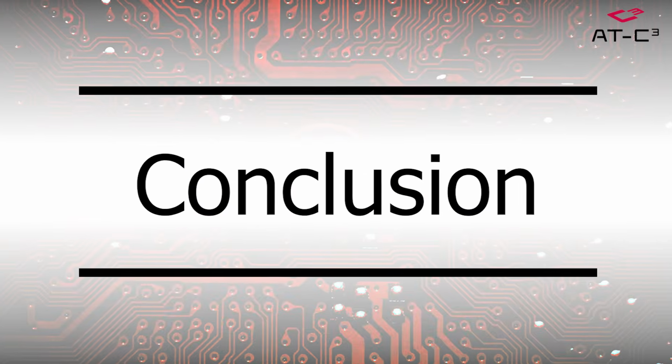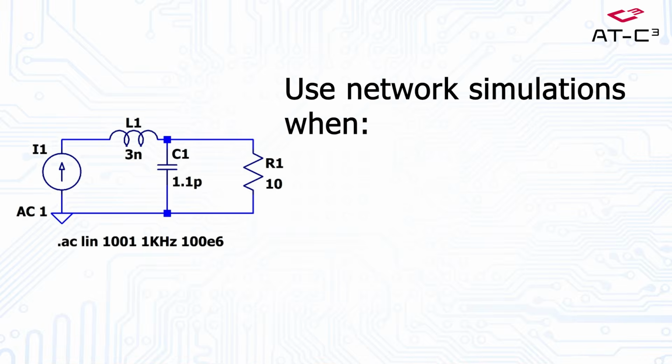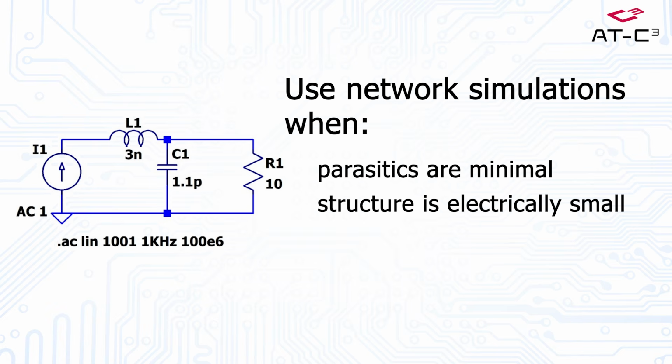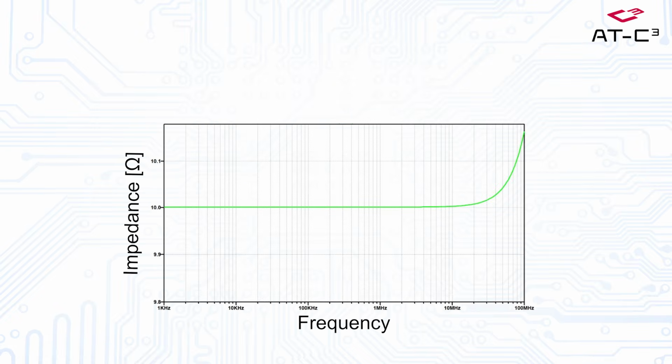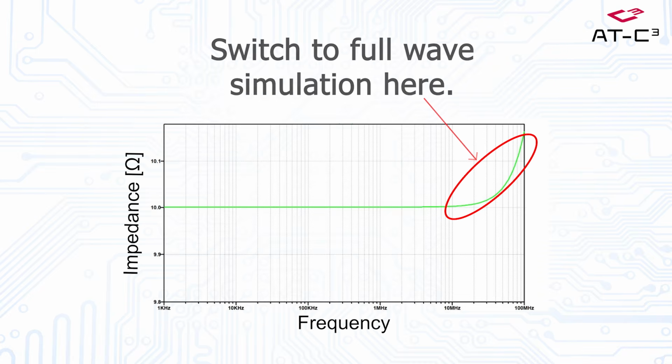What we can conclude is that we can use the network level simulation as long as the parasitics are minimal. When our structure is electrically small, we can still use SPICE level simulation to optimize our filter values or our design. This is much faster than the full wave simulation. As we go to higher frequency, the impact of the parasitics becomes dominant, and at that point we need to switch from the network level simulation to the full wave simulation.